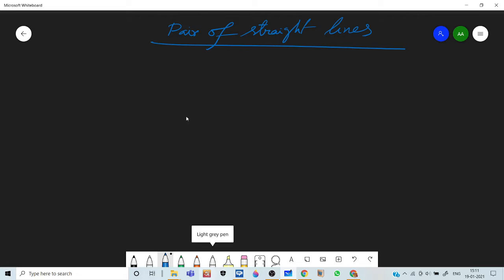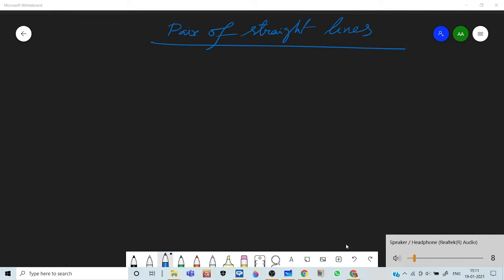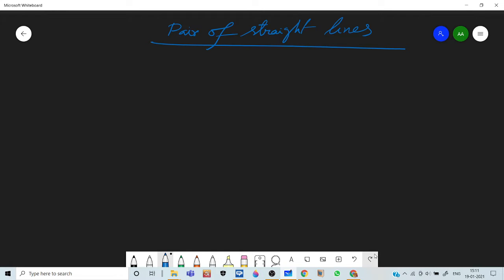Chapter: pair of straight lines. We know that every first degree equation in x and y represents a straight line.